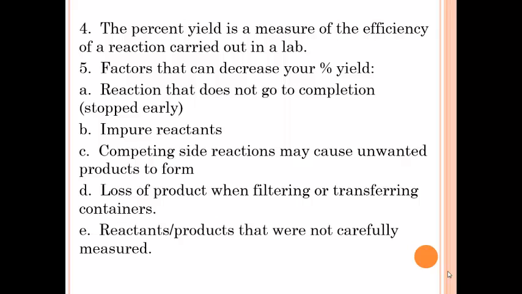So if you said that you put 5 grams into your experiment, but really it was only 4.8, or really it was supposed to be 5.2, if you didn't measure it carefully to begin with, then that's going to change the percent yield at the end.